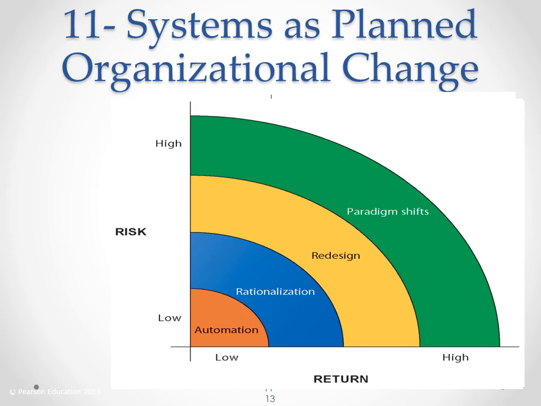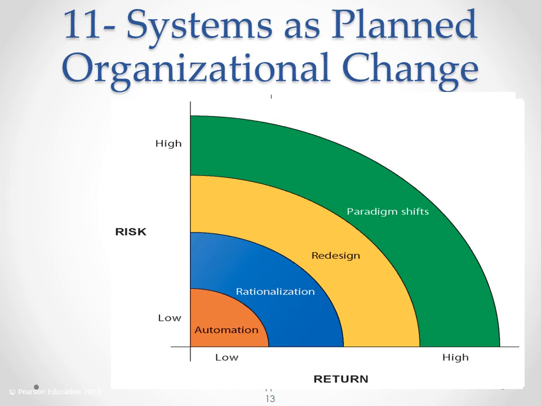Let us start with automation. Automation is a change with low risk and at the same time low return. Automation is the most common form of IT organizational change. Automation of business processes can help employees perform their tasks in a more efficient way, for example, airline reservation.